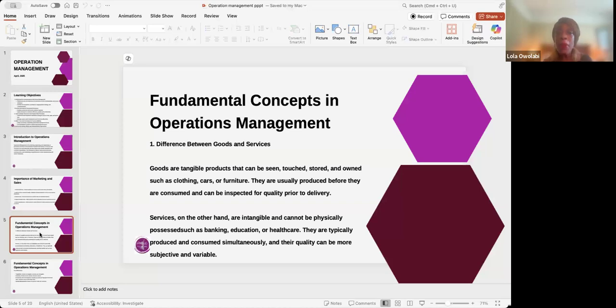So let's look at the fundamental concepts in operations management. Number one, the difference between goods and services. Goods are tangible products that can be seen, touched, stored, and owned, things like clothing, cars, furniture. They are usually produced first and consumed later. They can be inspected for quality prior to delivery.